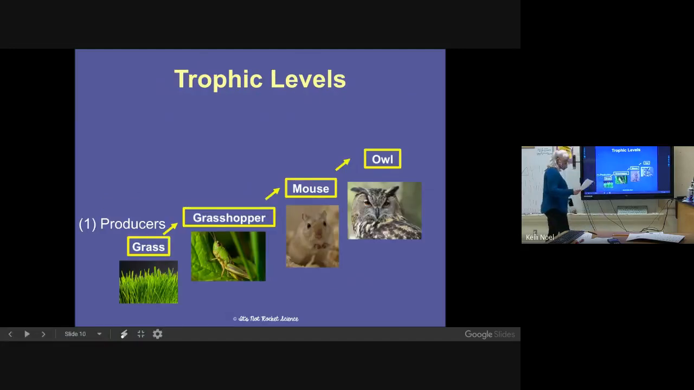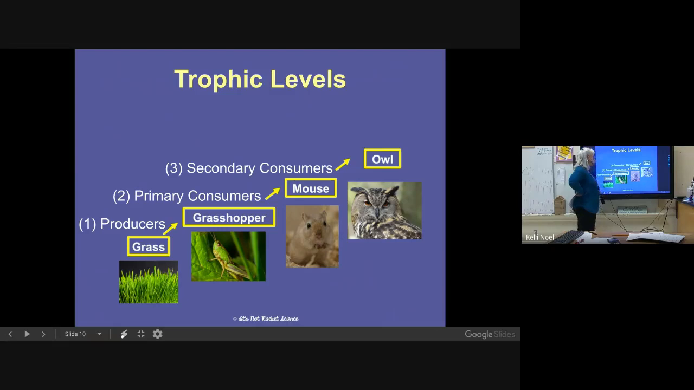So on your note sheet, you're going to label, these are producers, the grass. The grasshopper is what we call a primary consumer because they are herbivores. They are going to eat the producers. The mouse is a secondary consumer because it's eating a herbivore. And then we have a tertiary consumer, which is eating a secondary consumer. And so you need to be familiar with these trophic levels here.